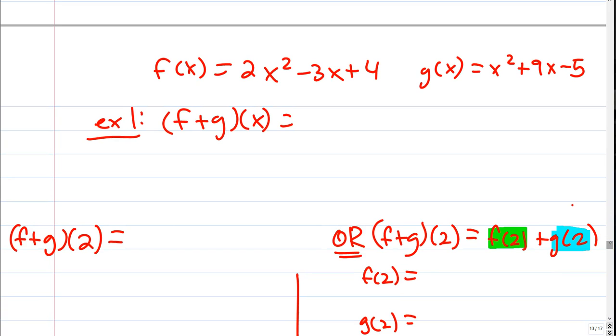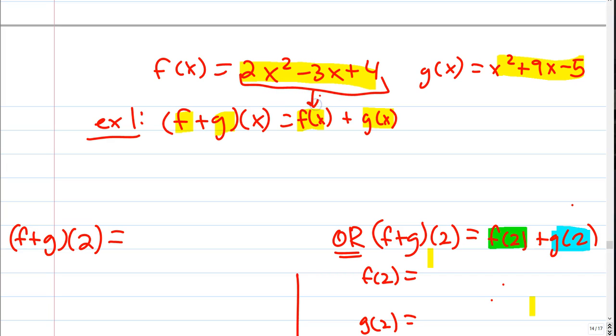Here's an f of x and a g of x. How would you do f plus g of x? Well, like I said in your notes, write out what that means. It means f of x plus g of x. What we now do is we go back to these functions and we replace them with what they're worth. f of x is worth 2x squared minus 3x plus 4. g of x is worth x squared plus 9x minus 5.